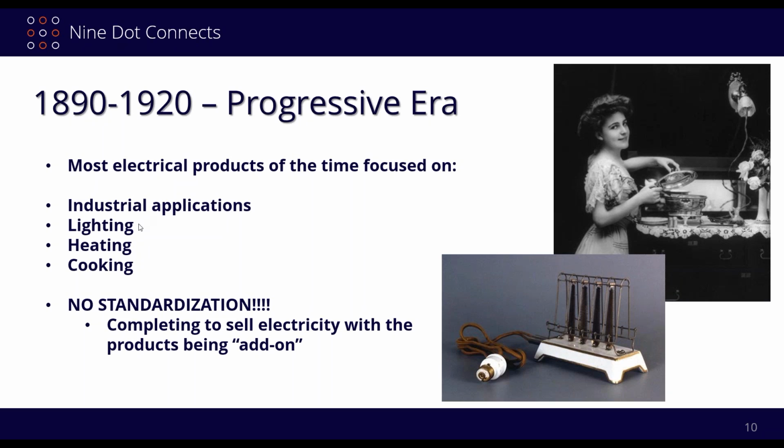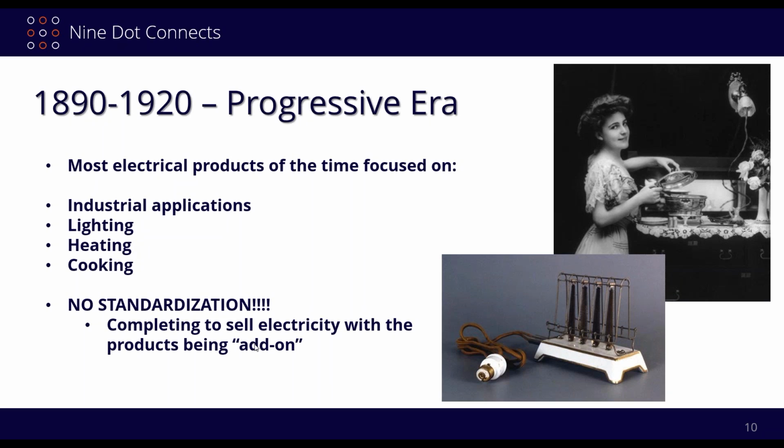Definitely lighting, that's what Thomas Edison was all about, and I'll talk a little bit more about this in a minute. And then, of course, the other products of that is heating and cooking, and a lot of times those go hand in hand together with each other. The biggest problem that you had was that there was no standardization. And that was because of the idea that Edison had.